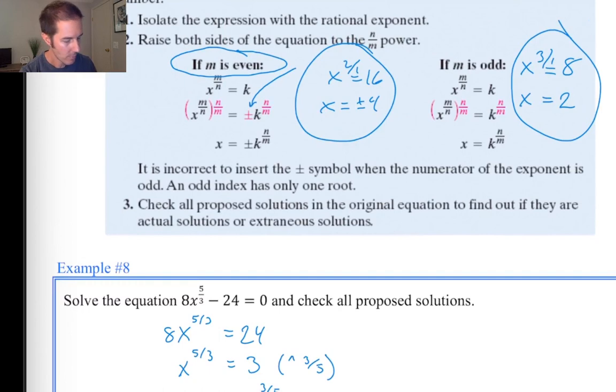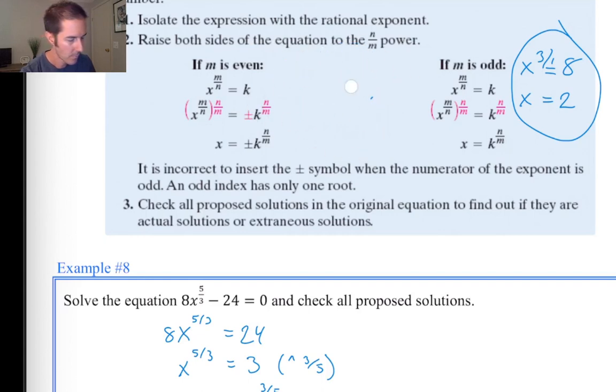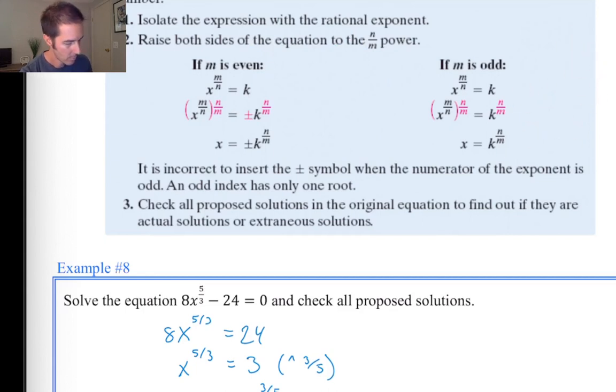The exponent on our original expression was a 5. There's the numerator. In our original expression, the exponent was a 5, and so I'm referencing my notes here, and I see if the numerator of the exponent in my original expression is odd, then I don't need to have the plus or minus.